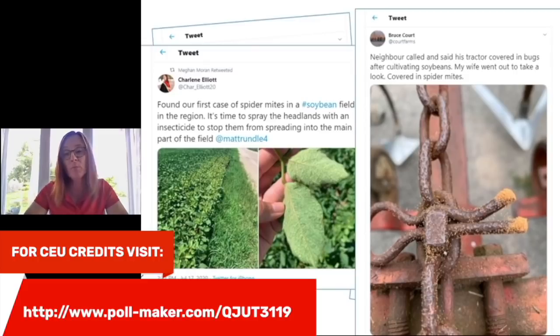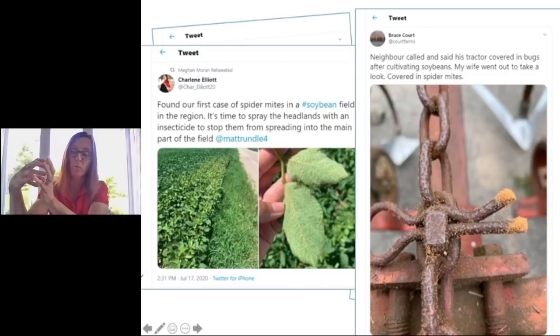And in fact, Bruce Court had shown how, just shortly after going through a soybean field, just how many spider mites were clustering on the equipment, and that's a pretty good sign that they're active. And this is that ballooning that they do. They all merge at one location so that they can get picked up and carried onto another plant in the field. So please take a look and search for your spider mite problems.